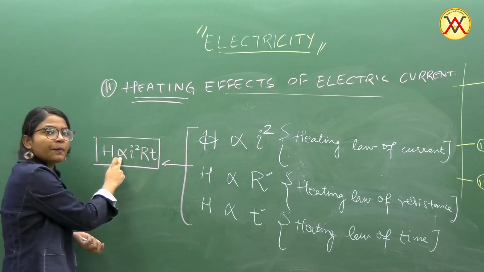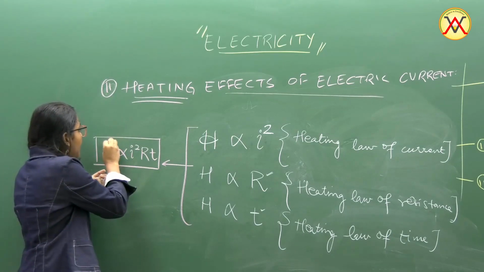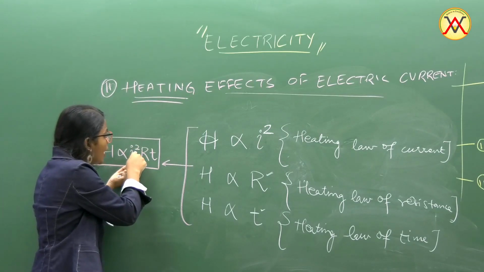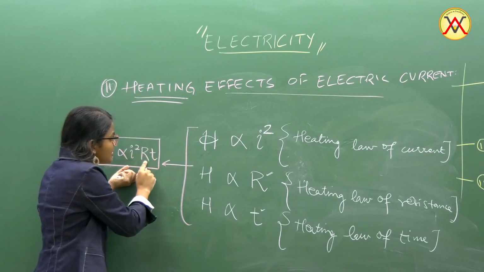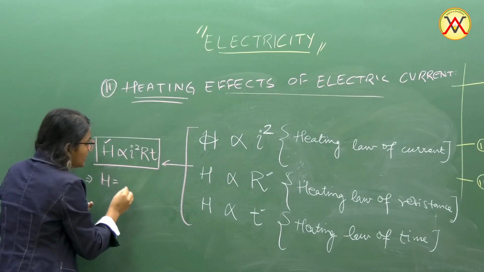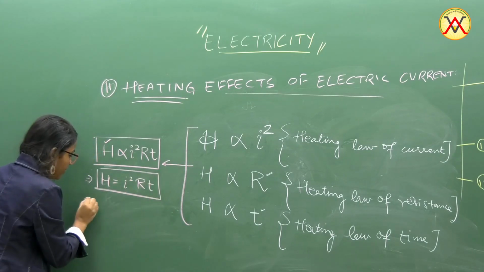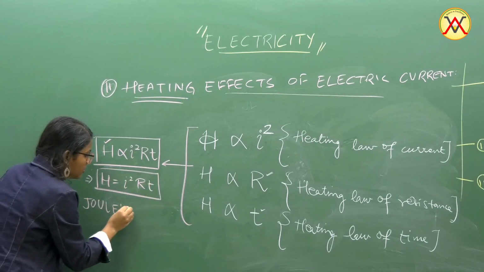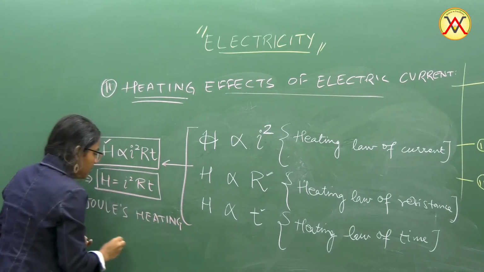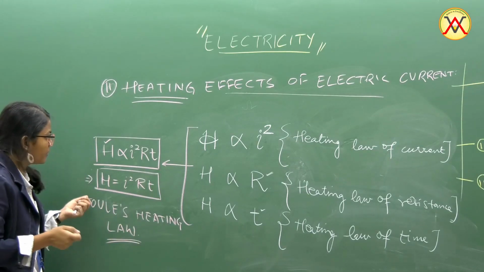When we are removing this proportionality sign, through his experiments, Joule observed that the amount of heat so produced was only depending upon the square of the current and resistance and time. So this could be easily substituted by an equality sign, and we have our equation like this. This is known as Joule's heating law because it was given by Joule. Alright.